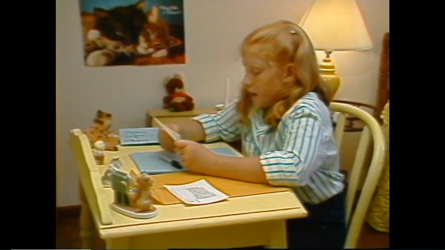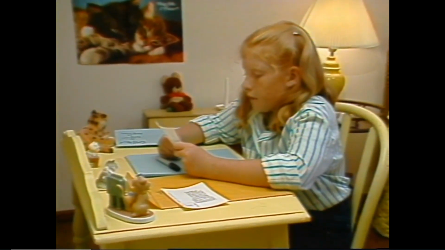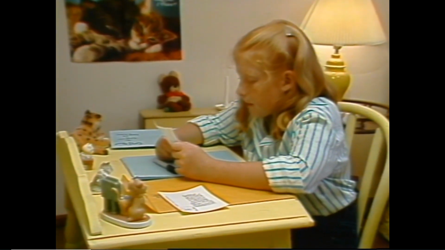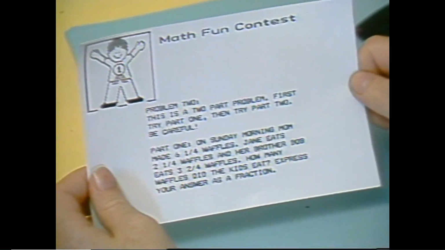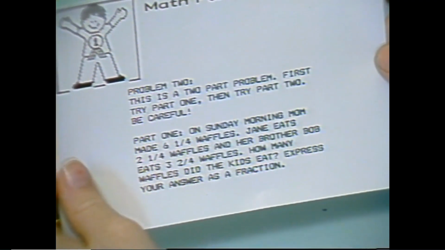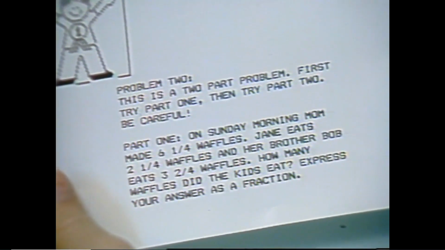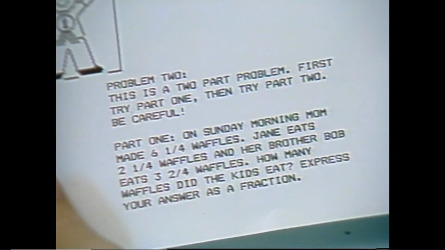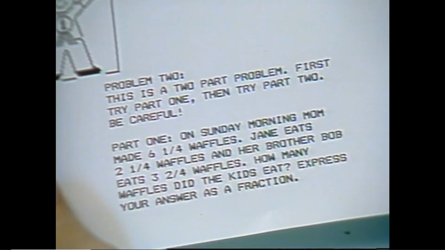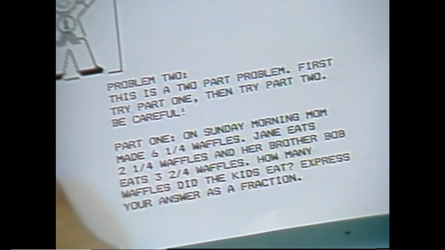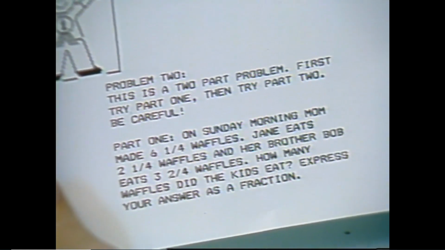Now let's see how Robert's competition is doing with the next fraction problem in the contest. This is a 2-part problem. First try part 1, then try part 2. Be careful. Part 1. On Sunday morning, Mom made 6 1/4 waffles. Jane eats 2 1/4 waffles, and her brother Bob eats 3 2/4 waffles. How many waffles did the kids eat? Express your answer as a fraction.